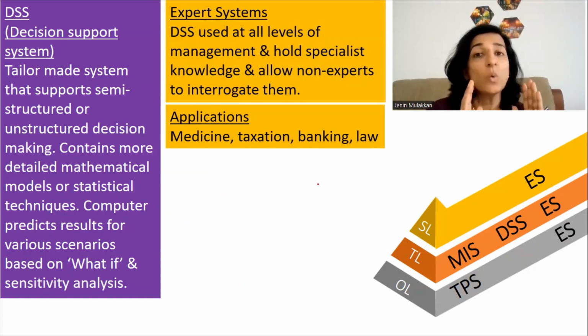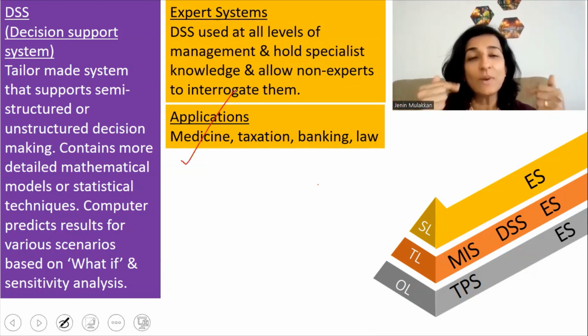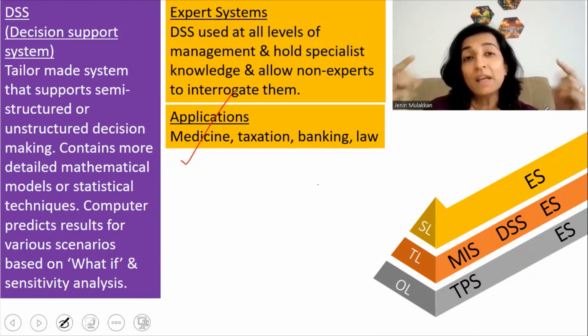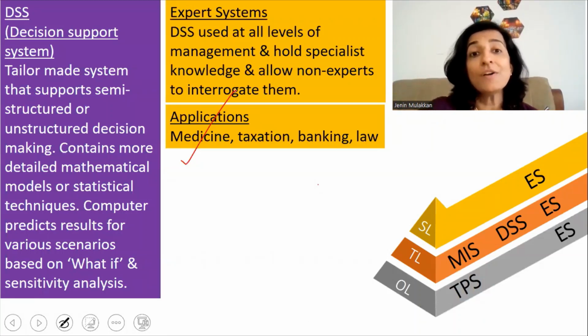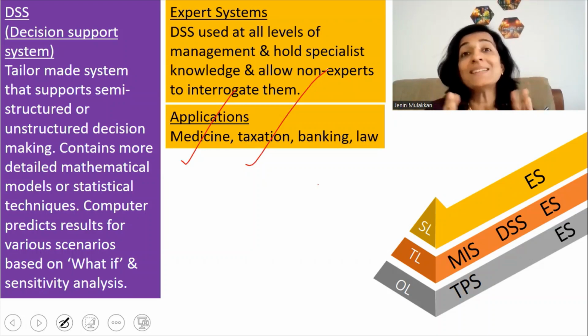Now, other areas where the expert system can be applied is in the field of medicine. That is, whenever the senior doctor is not there, then the expert system can give advice to the junior doctors. Or in the field of taxation, now the expert system can calculate the tax liability of employees for the purpose of deducting tax at source for companies.